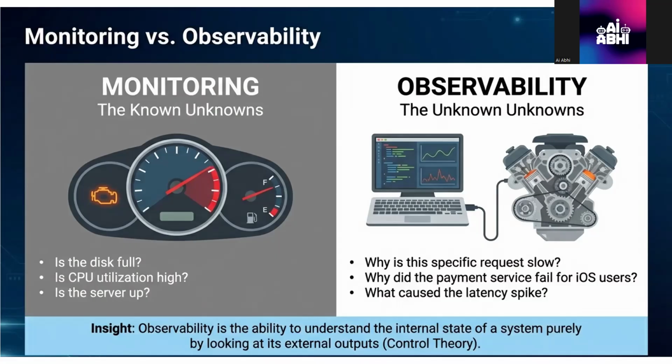Observability goes deeper. It's like being a mechanic who can listen to the engine, check every wire, and figure out what's wrong, even when the dashboard says everything is fine. So it helps you answer questions you didn't know you needed to ask. In technical terms, observability is the ability to understand the internal state of a system by looking at what it produces from the outside. It comes from control theory in engineering, and it's built upon three main pillars.